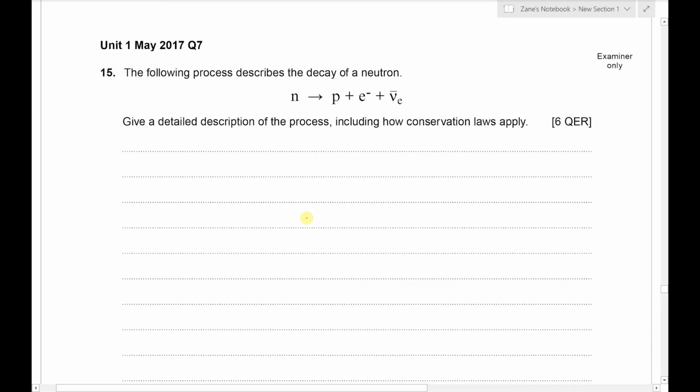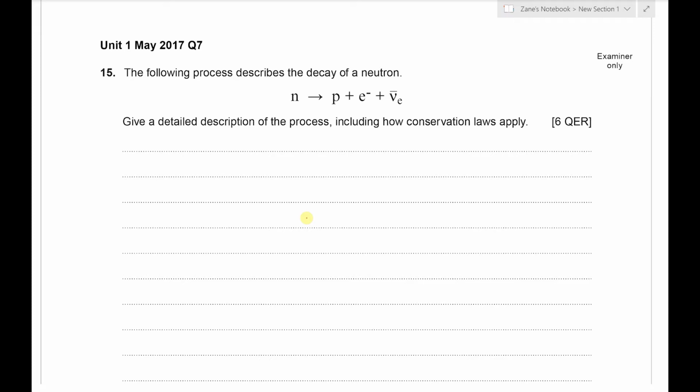This time it's question 7 from Unit 1, May 2017, and it's a particle physics question. It's a short question because it's only a QER, so it's 6 marks, but there's lots of detail we can put into this question. So what we've got is the decay of a neutron given in a formula, and we've got to give a detailed description of the process, including how conservation laws apply.